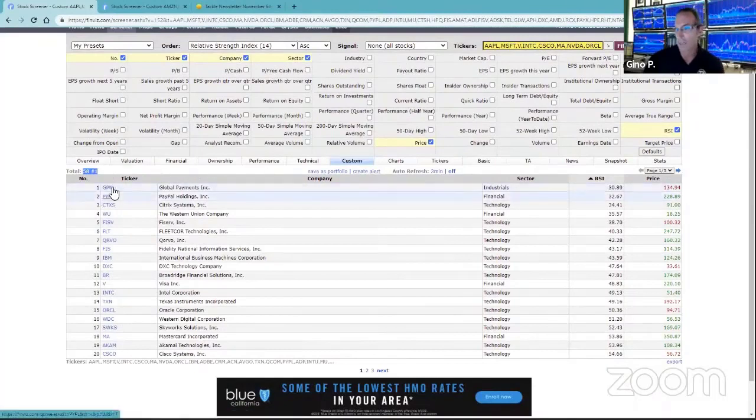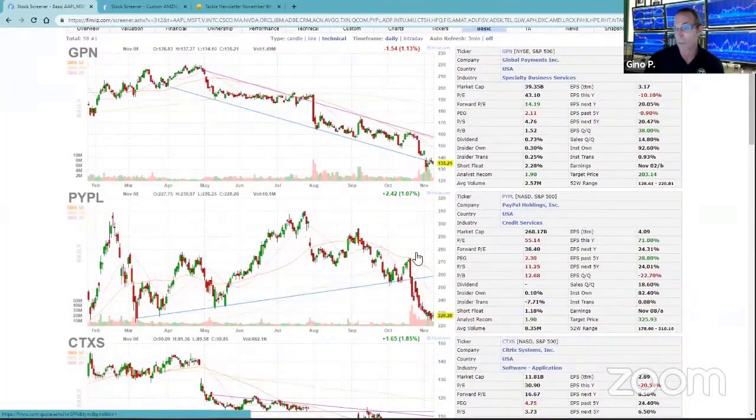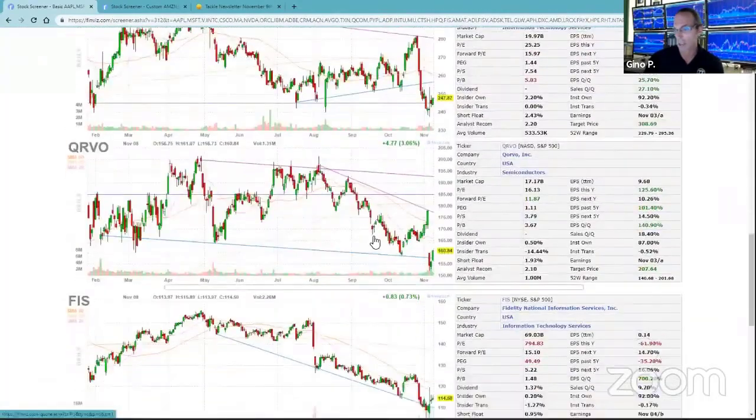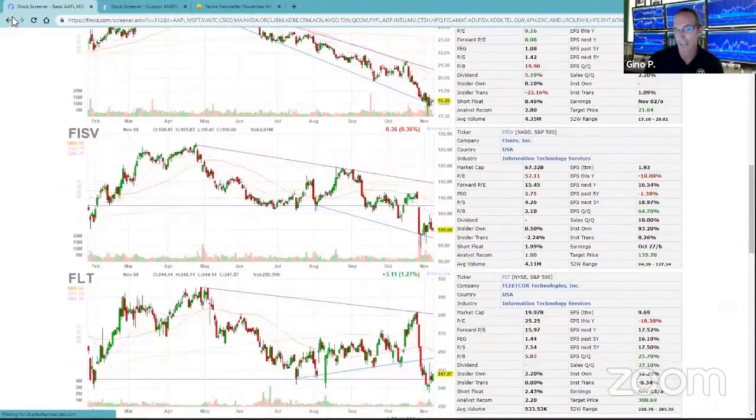If I glance through these charts, let me just show you the charts here. You can see these are below a 45 RSI. They're bearish. I'm looking for a bullish trade because this is a strong sector. These stocks are not bullish. I'm wasting my time looking at these stocks.